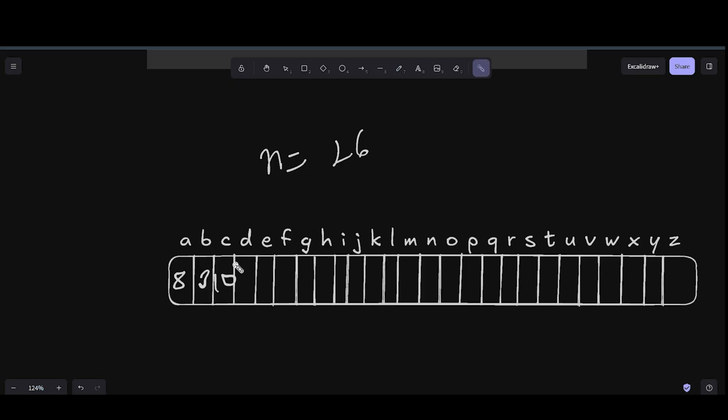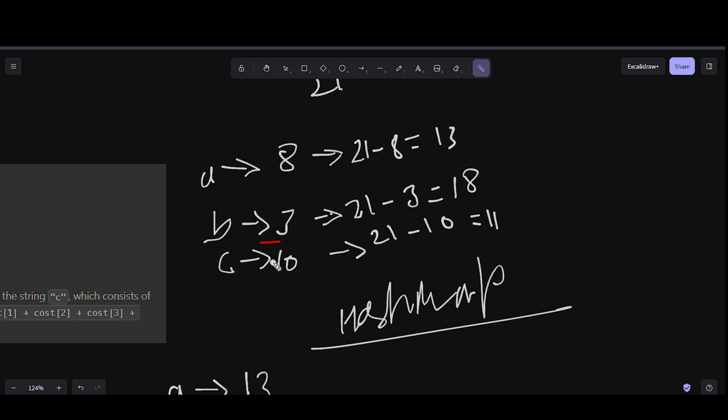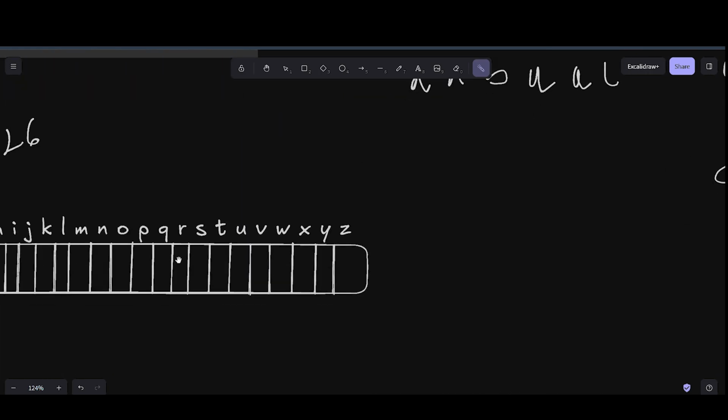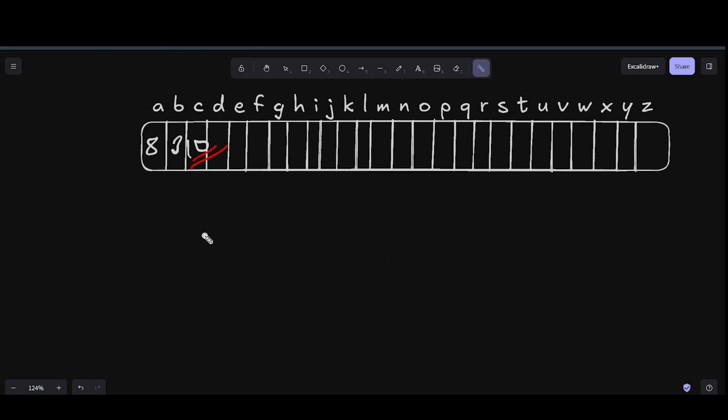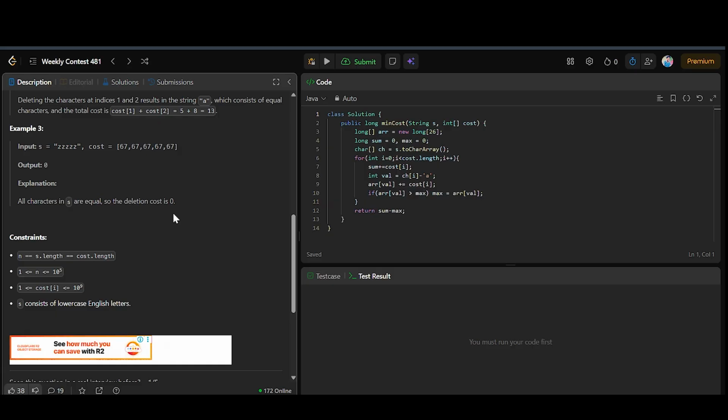Why are we picking the highest cost? You can clearly see this in the equation. If you take the highest cost, then we have the minimum cost to keep it in this string. So that's why we are picking the highest one, which is 10. The total is 21 minus the highest one, 10. The answer is 11, which is our answer. I hope you understand. If you don't understand, please let me know in the comment section. Let's jump into the coding part, which is very easy.